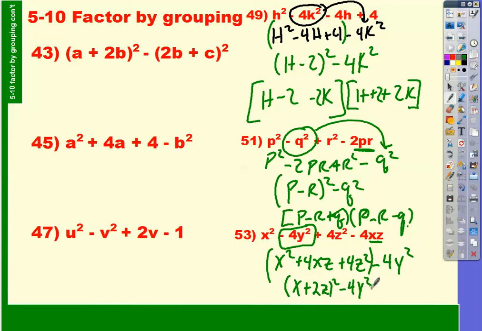4y squared. And so then my factored form answer is going to be x plus 2z plus the square root of this thing here. Of course, you can't see it because I wrote it in white. 2y times x plus 2z minus 2y. And since none of the terms are similar, we cannot combine them. So, we are done.